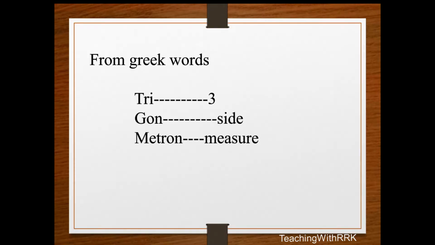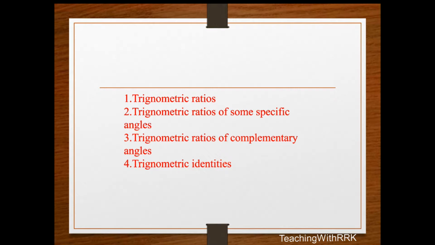Trigonometry is derived from Greek. It means measurement of sides of a triangle. That is, tri means 3, gon means side, and metron means measure. In this chapter, you have to study trigonometric ratios of some specific angles, trigonometric ratios of complementary angles, and trigonometric identities.